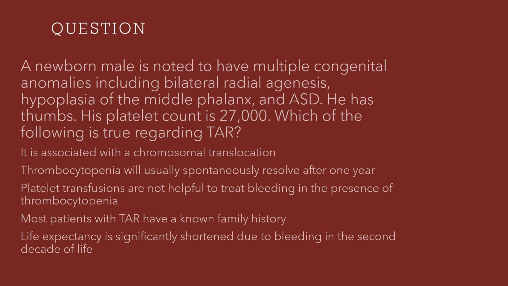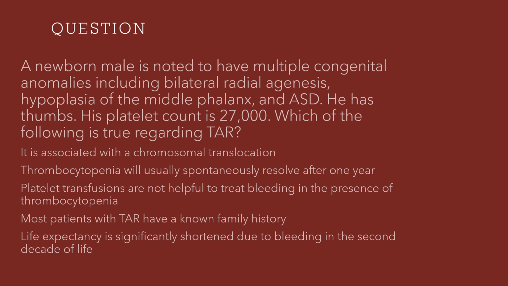A newborn male is noted to have multiple congenital anomalies, including bilateral renal agenesis, hypoplasia of the middle phalanx, and an ASD. He has thumbs. His platelet count is 27,000. Which of the following is true regarding TAR or thrombocytopenia absent radii?